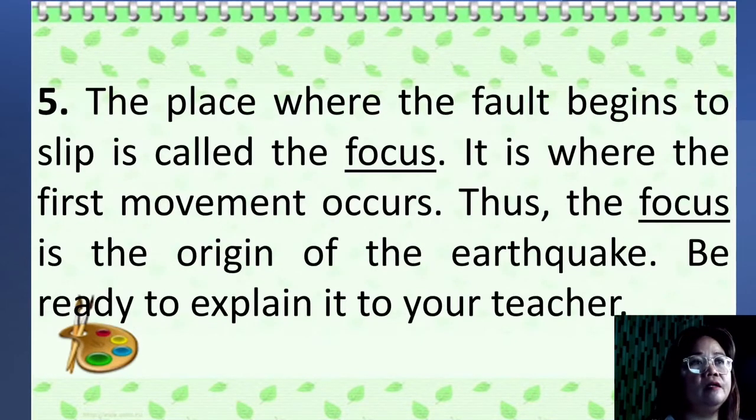5. The place where the fault begins to slip is called the focus. It is where the first movement occurs. Thus, the focus is the origin of the earthquake. Be ready to explain it to your teacher.